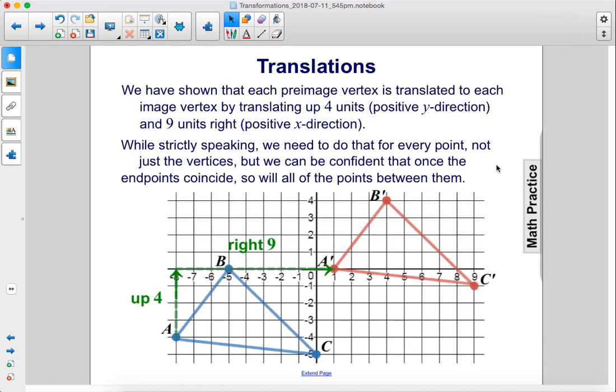We have shown that each pre-image vertex is translated to each image vertex by translating up 4 units in the positive y direction and 9 units right in the positive x direction. While strictly speaking, we need to do that for every point, not just the vertices, we can be confident that once the endpoints coincide, so will all of the points between them.